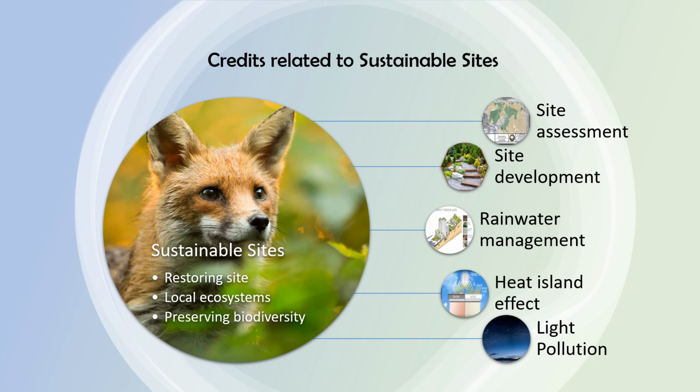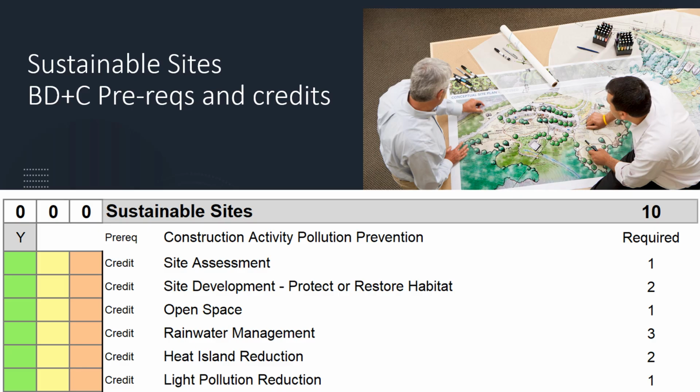The sustainable sites category focuses on restoring project site elements, integrating the site with local and regional ecosystems, and preserving the biodiversity on which natural systems rely. The credits related to sustainable sites are in the areas of site assessment, site development, rainwater management, heat island effect, and light pollution. These are the specific credits for the BD&C, Building Design and Construction.